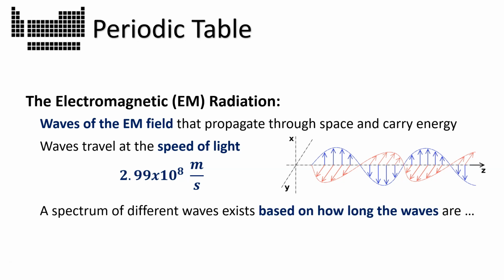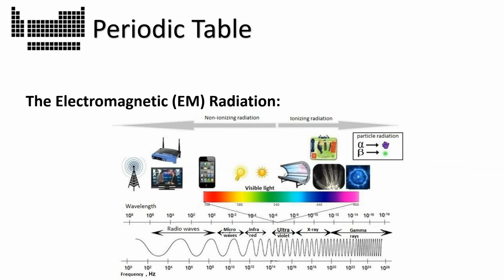And when you're talking about these waves, it's important to know that there's lots of different types of them. There's a whole spectrum of different waves, and you can think about that spectrum as being grouped based on how long the waves are. Some are really, really tiny. Some are really, really huge, and that gives us all these different types.